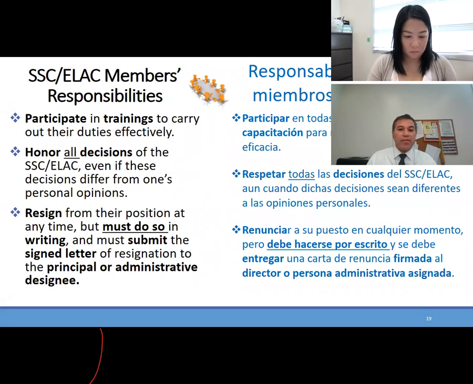More responsibilities. Our members participate. If we have trainings, if you become a member, we have some trainings. Also, if we ever have votes, if the vote doesn't go your way, we honor and respect all decisions, even if it's different from what you voted for. It's the majority consensus. And if your vote didn't go through, we honor it. We don't take it personally.